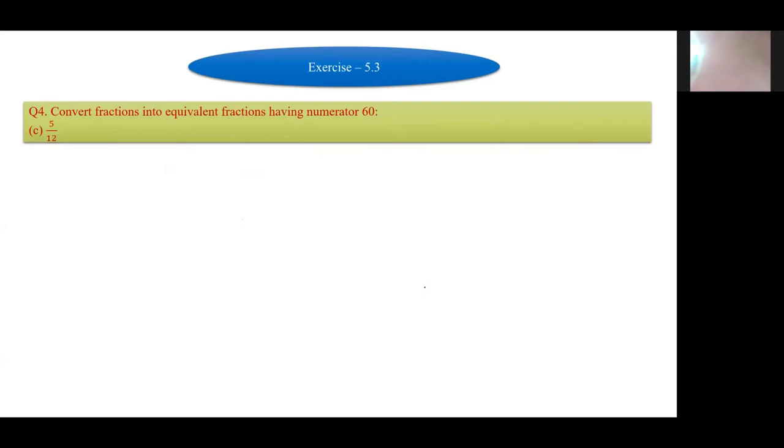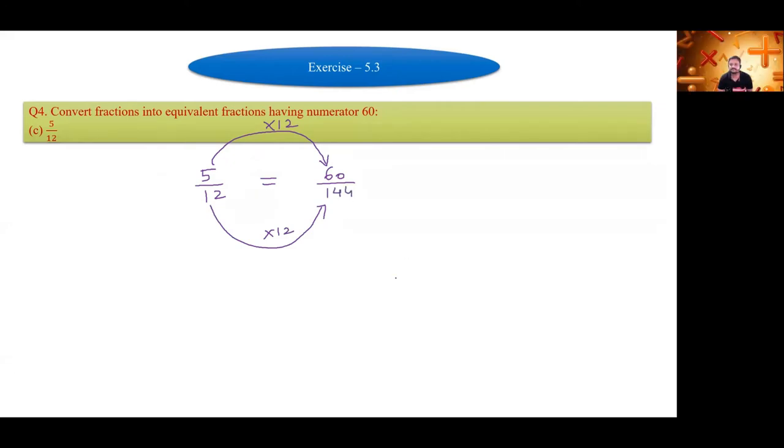Yes, sir. Convert fractions into equivalent fractions having numerator 60. 5 by 12. Sir, we will take 5 multiplied by 12, which is 60. And in the denominator also, we will multiply by 12. So what will it come? 144. Okay. 12 fives are 60 and 12 twelves are 144. So 60 upon 144 is the equivalent fraction. Okay. Mute yourself. Next one.